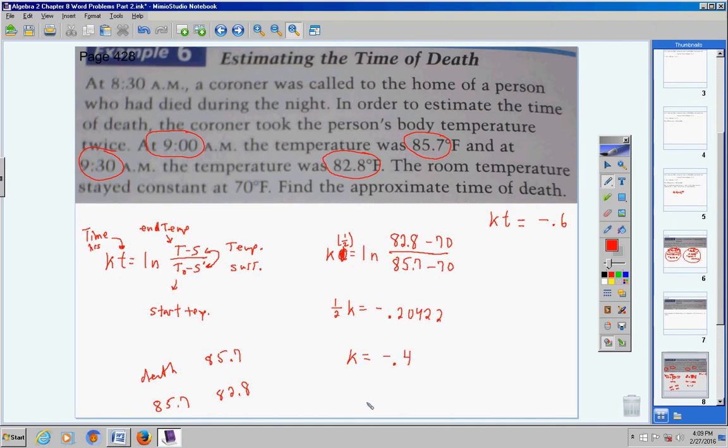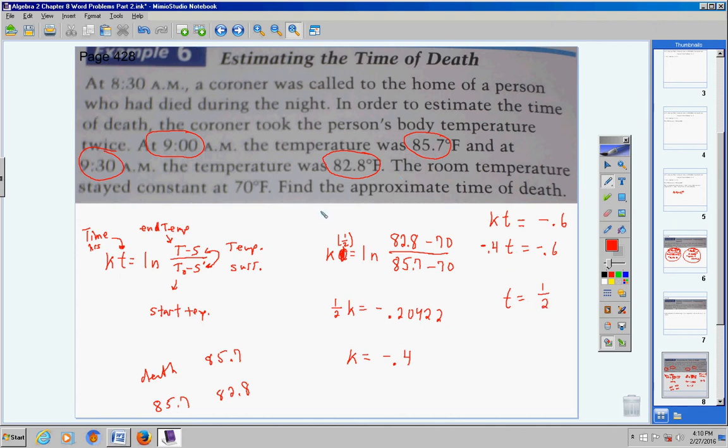It's a tough problem, I know, guys, but it's so good for us. We're going to do about 2 or 3 of these in your homework assignment for this lesson. Now that I know what K is, what can I put for K right here? Remember this idea that we shelved earlier? K times T equals negative 0.6. Well, for K, I can put negative 0.4. Divide both sides by negative 0.4, and you will get T equals 1.5.